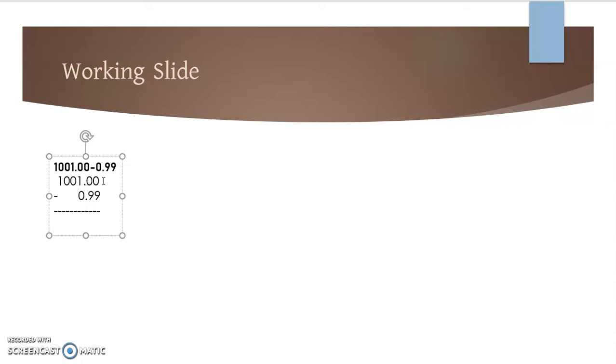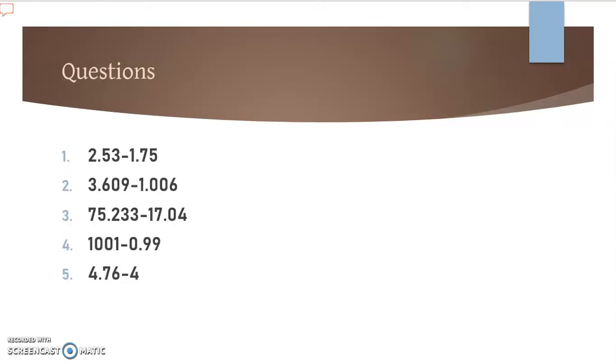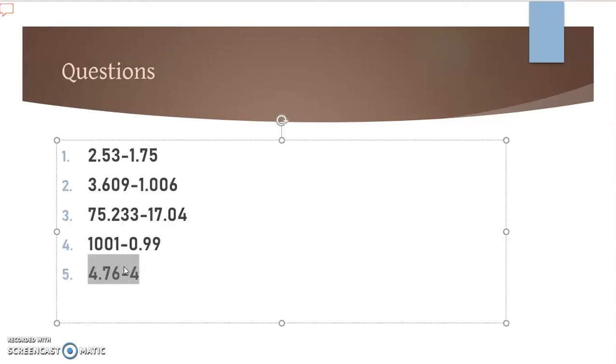So here, 0 minus 9, sorry, we'll make it 10 minus 9, that's 1. This will become 9. 9 minus 9 is 0. And the remaining, because we have taken 1 from there, it would become 1000.01.